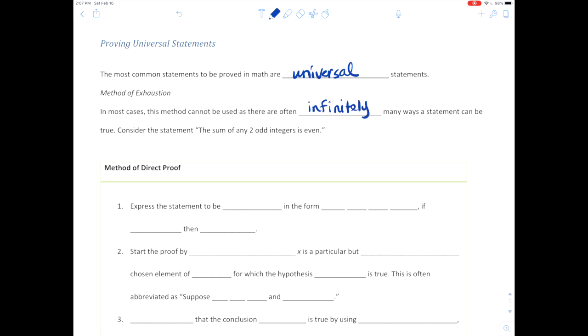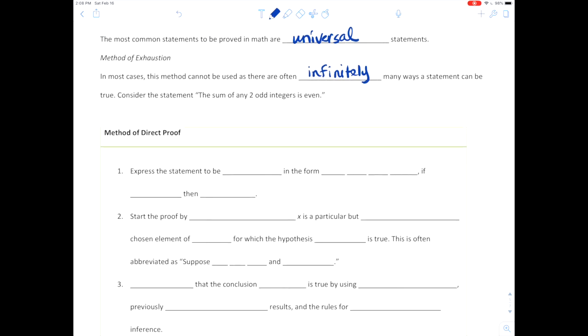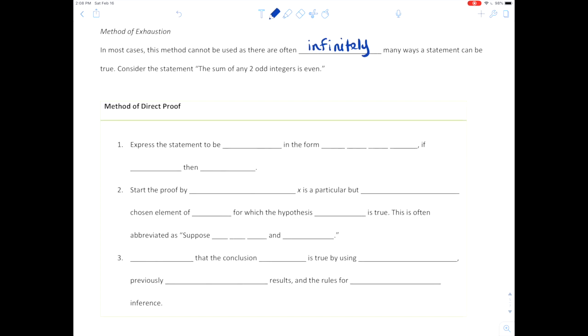So, if you think about the sum of any two odd integers is even, can't you come up with true statements all day long? So I'm going to emphasize the more typical ways. And one of them is method of direct proof. So these are some steps. You express the statement to be proved in the form: for any x belonging to the domain, if p of x, then q of x.